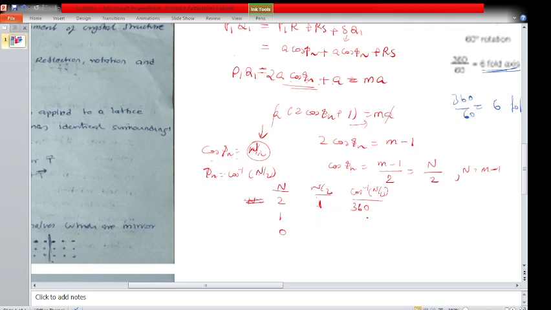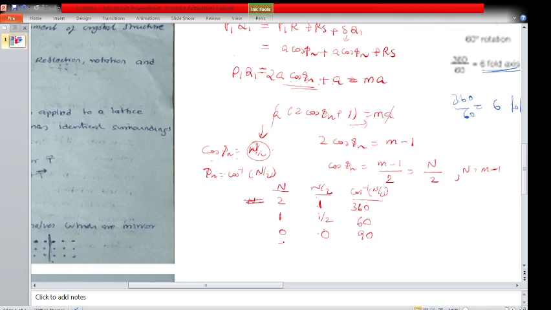Then we'll be having, when n equal to 1, cos phi n will become 1 by 2. Cos phi n is 1 by 2, and in that case it will become 60. This is 1 by 2, n by 2 will be 1 by 2, and that corresponds to cos 60. And then we have the third one, that is 0, cos 0, n by 2 will become 0, that is cos inverse 0, and cos inverse 0 is 90.